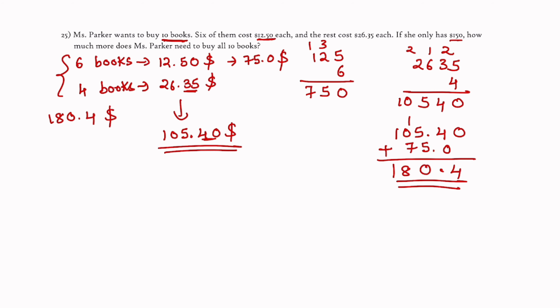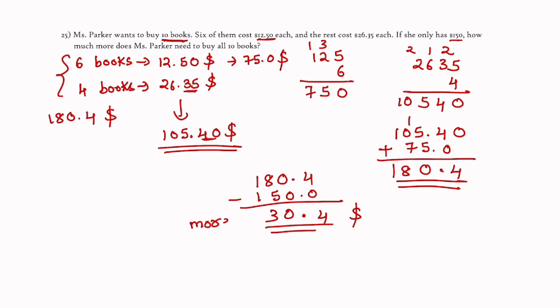How do we know that? We have to subtract 180.4 minus 150. That's 30.4. She needs $30.4 more. That's the amount of money she needs to buy the books that she wants to buy.